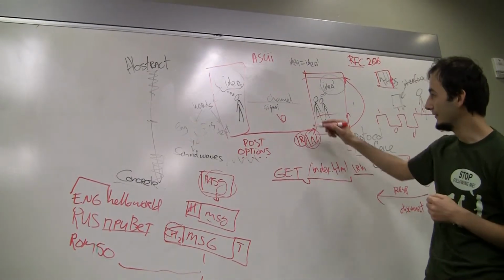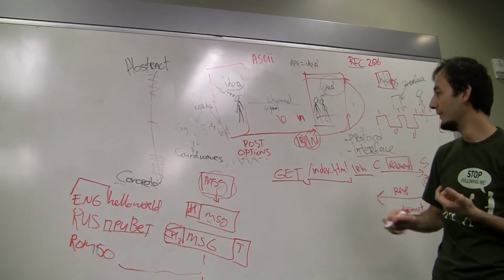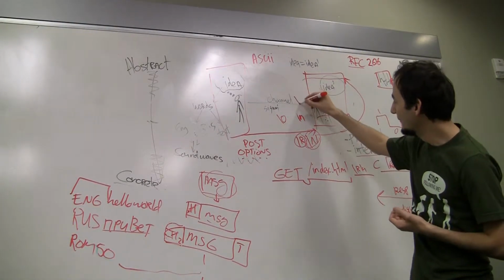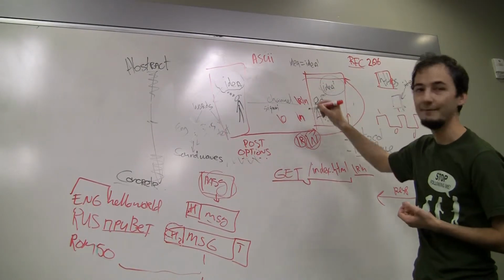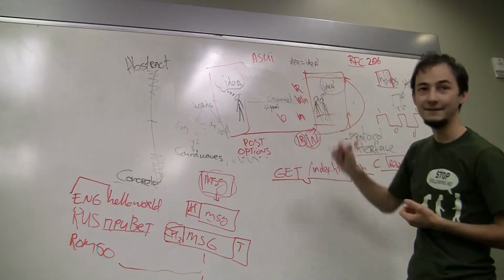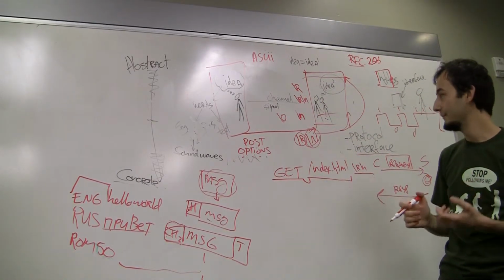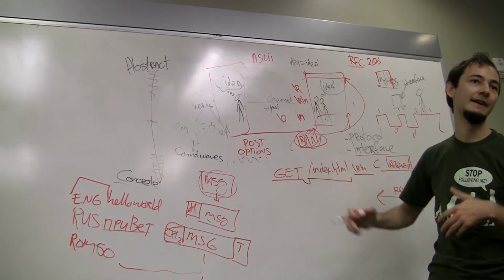For example, on Linux, it is enough to write just backslash N. On Windows, you have to write backslash R, backslash N. And on some flavors of Macs, you write just backslash R. So it's a little trick. You have to keep it in mind.